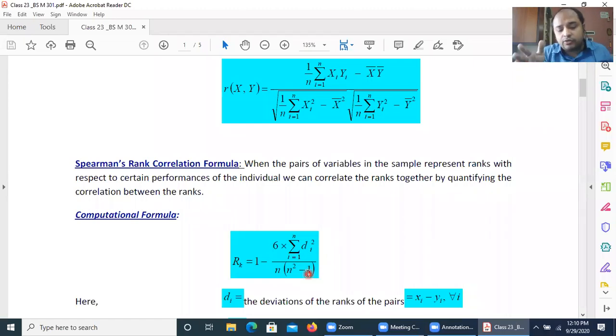So I always have to keep in mind that the data on the left hand side should be of equal size as the data on the right hand side. That is the one primary condition for calculating Karl Pearson's correlation coefficient or Spearman's rank correlation coefficient. Always keep that in mind.